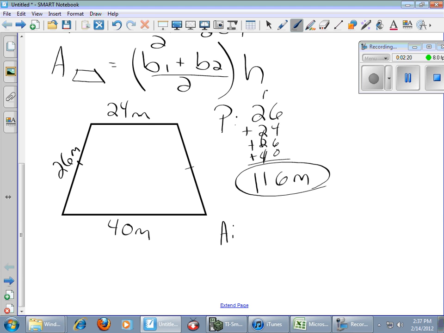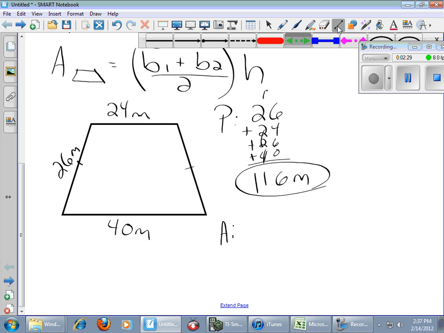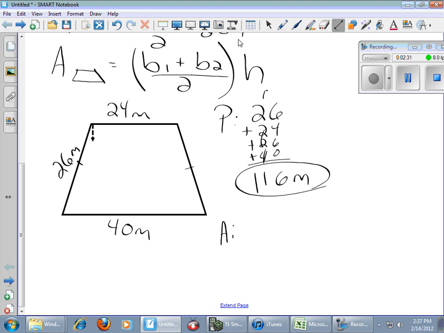Now, the area, hopefully you came to the conclusion you can't calculate the area because you don't know something. I'll bet you Mr. Shea can tell you. He'll say, Mr. Lawrence, you don't know the height. That is correct. I did not give you enough information to do it.